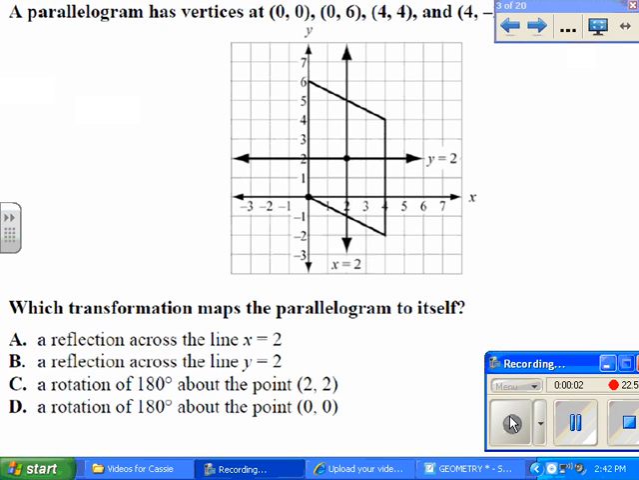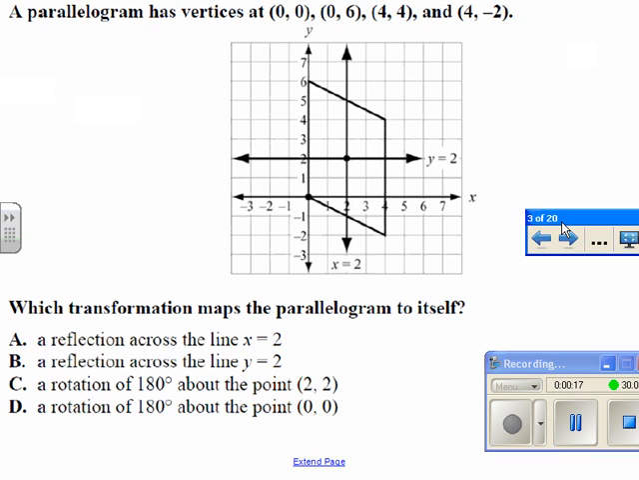Geometry question 2. You've got a parallelogram. If it says a parallelogram, then you can assume that it is a parallelogram. A parallelogram has opposite sides parallel. It gives you vertices (0, 0), (6, 4), (4, 4), and (4, -2). Okay. All right. Looking at this, it says map the parallelogram to the space.